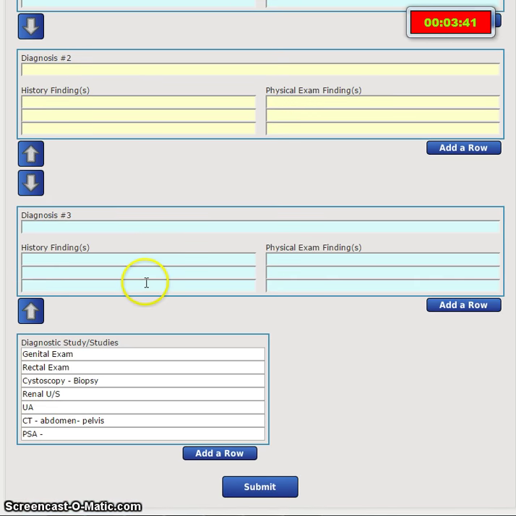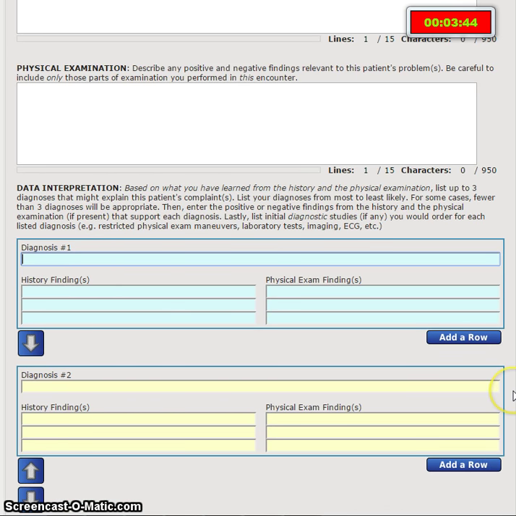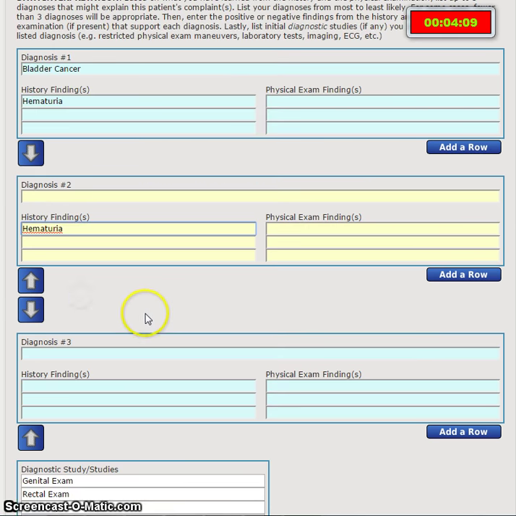In the second part, we start first with bladder cancer. I better type faster because I'm running out of time. Bladder cancer. That's the supportive finding: hematuria. The same thing, copy for the diagnosis. It's going to be the same thing here. Did I spell it right?